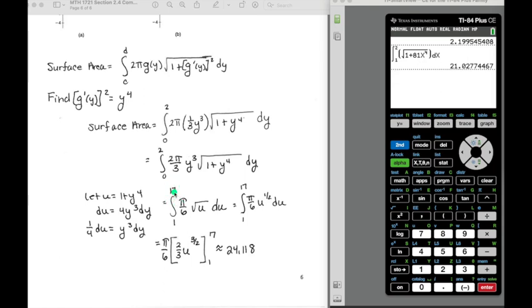And then I had to change my limits in terms of u. Don't forget, since I'm going from y to u, if I plug in 0 here, u would be 1. And then I do the same thing with 2. If I plug in 2 here, 2 to the 4th is 16 plus 1 is 17. So I've got to change my limits in terms of u. And then I can go and start integrating, do my arithmetic, and I get 24.118.